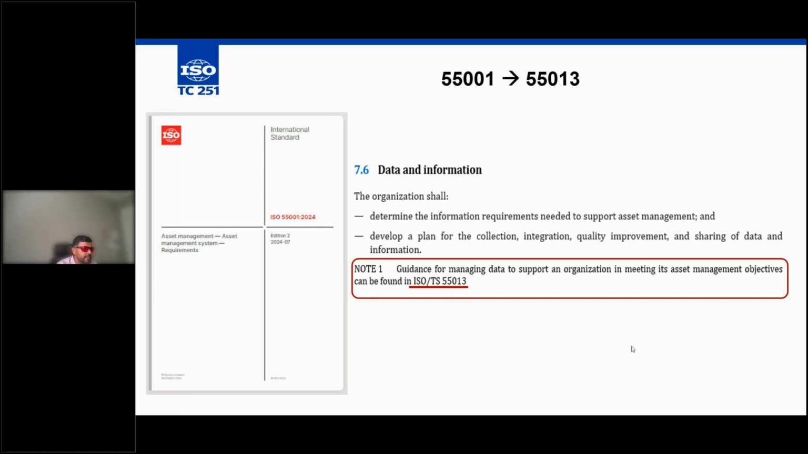Clause 7.6, which specifies that an organization shall determine the information requirements needed to support AM and develop a plan for the collection, integration, quality improvement, and sharing of data and information. This is the clause in the recently released 55001, and it also has a note in 55001 that mentions that for further guidance on data to support an organization in how they can meet their asset management objectives, please refer to ISO TS Technical Specification 55013, which is our standard. So there's our hook into 55001, and then the link back from 55001 into 55013.